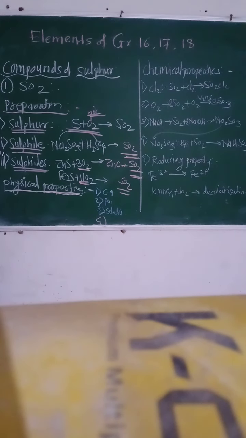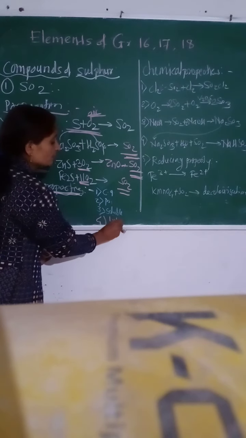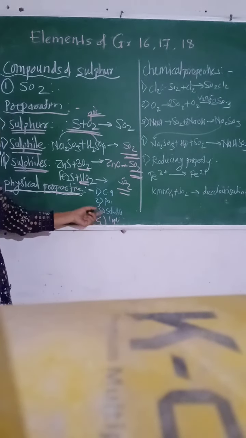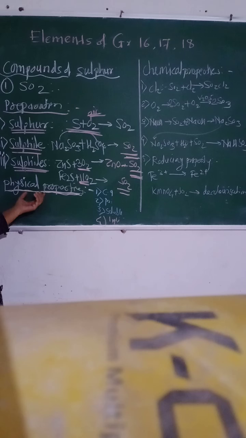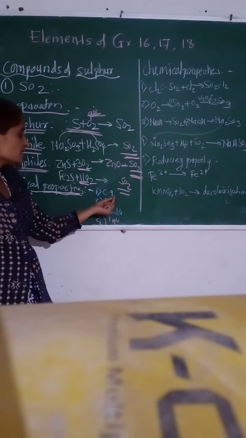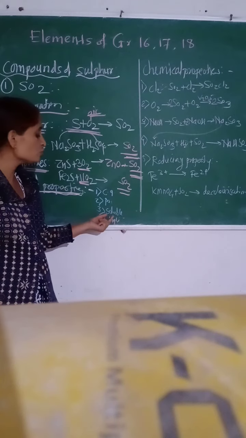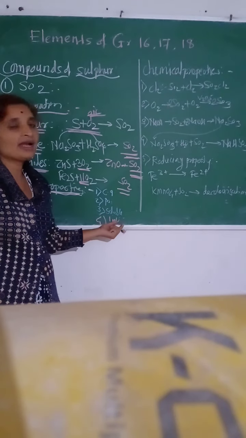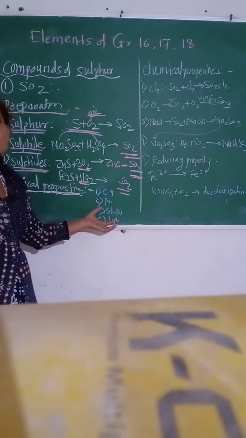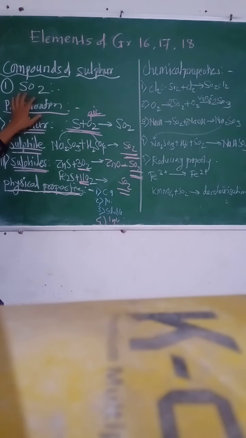One more property, it liquefies at room temperature. So these are the physical properties of sulfur dioxide. It is a colorless gas, has a pungent smell, is poisonous in nature, is highly soluble in water, and liquefies at room temperature.